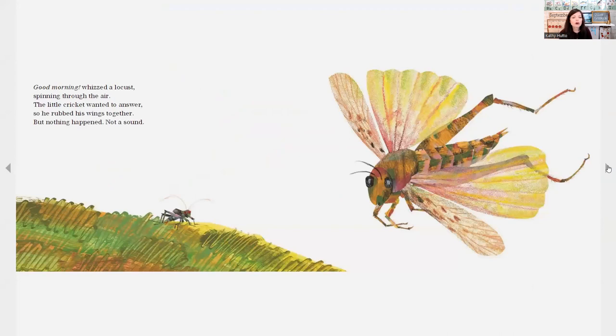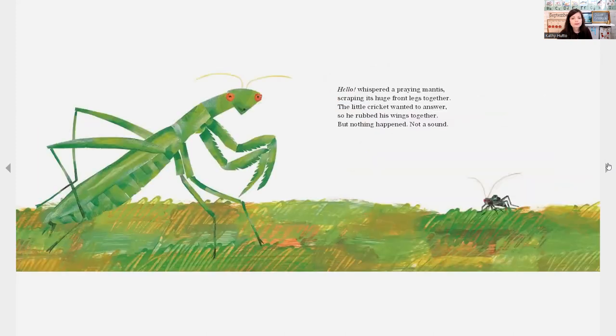One warm day, from a tiny egg, a little cricket was born. "Welcome," chirruped a big cricket, rubbing his wings together. The little cricket wanted to answer, so he rubbed his wings together, but nothing happened, not a sound. "Good morning," whirred a locust spinning through the air. The little cricket wanted to answer, so he rubbed his wings together, but nothing happened, not a sound.